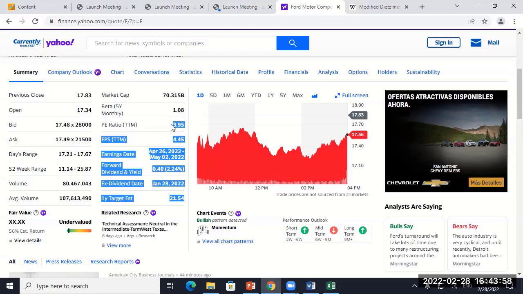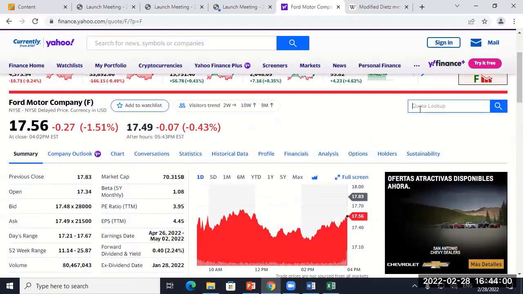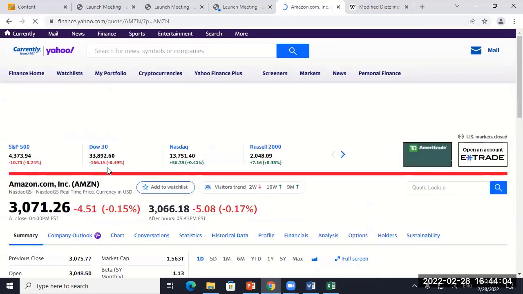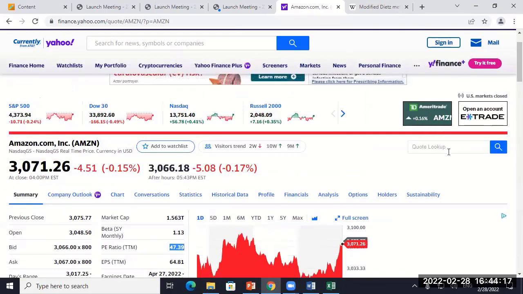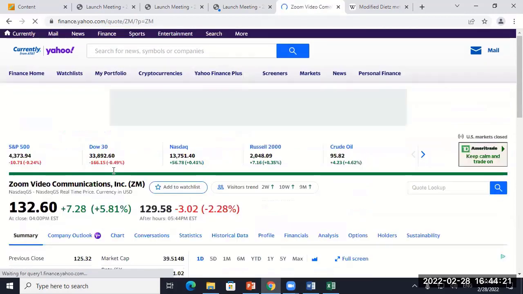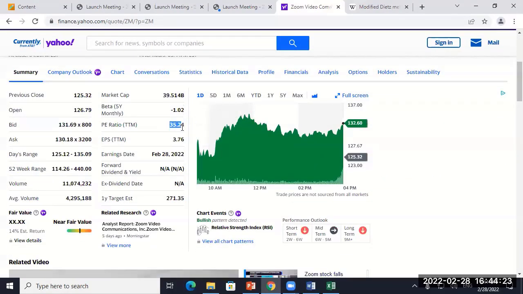But Facebook's pretty cheap. I mean, especially compare them to say Amazon, 47 PE. So right now you can buy $1 of Facebook's income for 1/3 what it costs you for Amazon. So in Zoom, how's Zoom doing? I think they've come down quite a bit. So Facebook's a lot cheaper than these other tech companies.